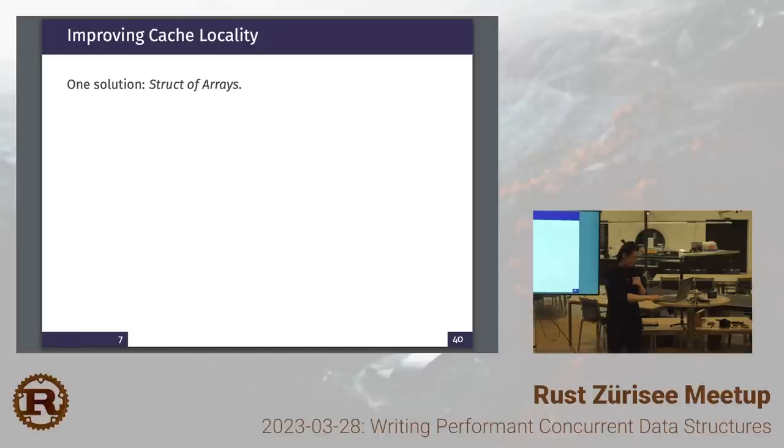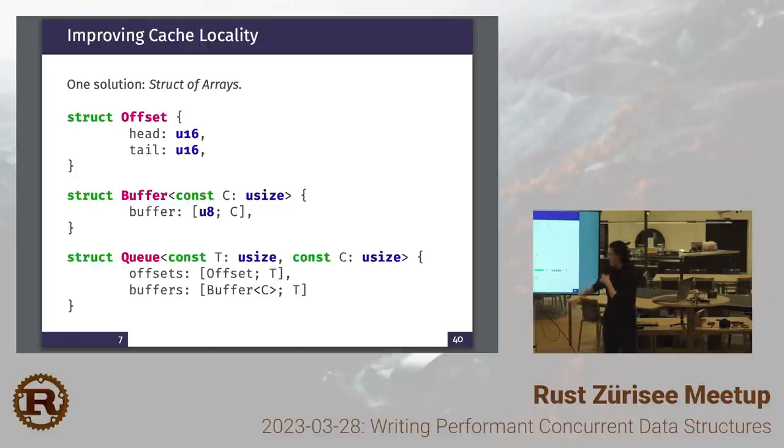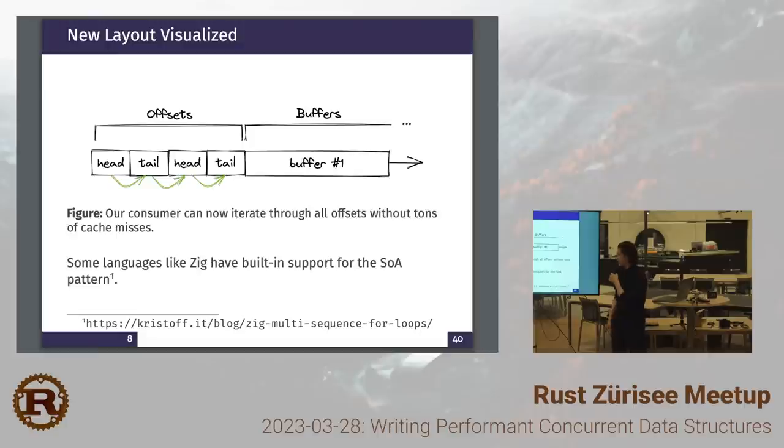And what we do here is relatively simple. Instead of having one structure that stores everything in the thread local queue, we separate out the offsets, which is what I refer to as the head and tail. They're offsets. So this is one structure. And then the buffer is its own thing. And then instead of storing in the queue an array of TLQs, you store an array of offsets and an array of buffers. And I use const generics everywhere, in my code especially. It can look very ugly at some point, right? But I love it. And this is how it would look once you just change your layout.